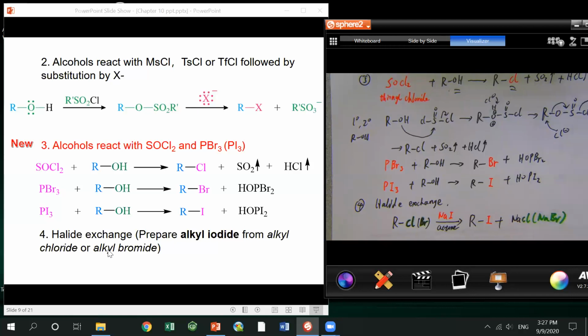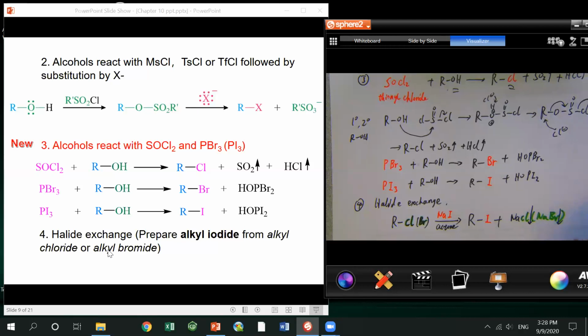So why is this reaction working? The reason is that sodium iodide can be dissolved in acetone. Once the reaction is done, sodium chloride and sodium bromide both cannot dissolve in acetone and will precipitate out. That pushes the equilibrium to the right and gives you the iodide. So you cannot do the reverse way.